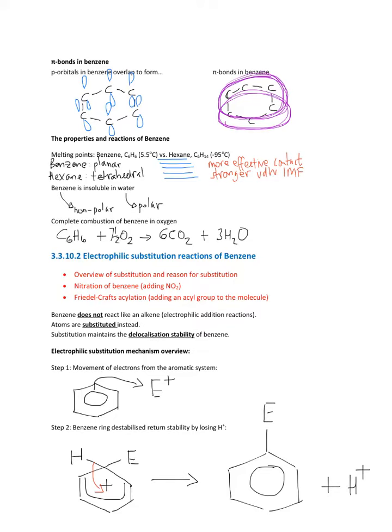The second property of benzene is that it is insoluble in water. Benzene is nonpolar. It's just C-C bonds and C-H bonds. There's very little difference in electronegativity, leading to van der Waals forces. Water is polar. So because they have different intermolecular forces, they don't dissolve in each other.